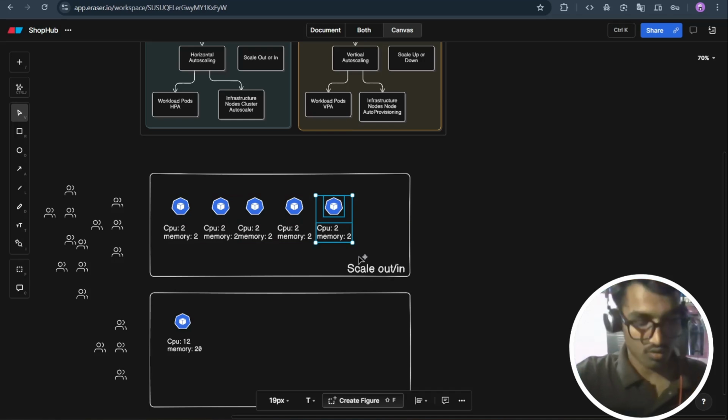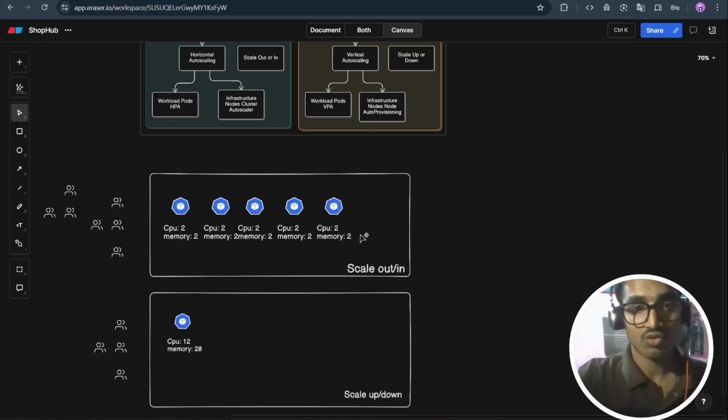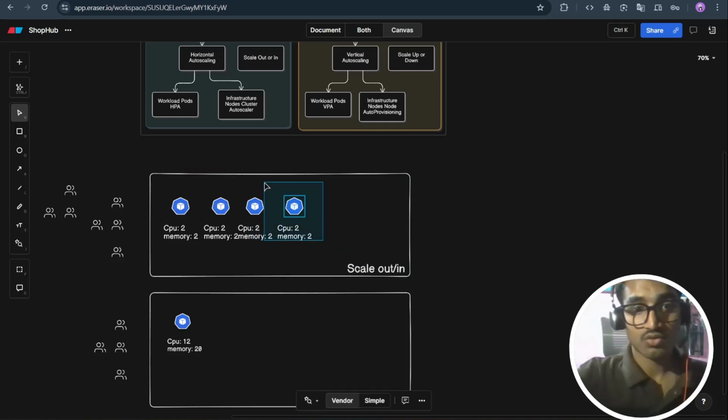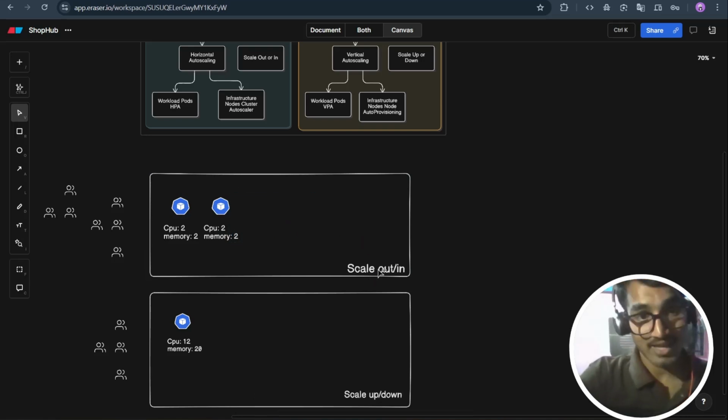And if you want to scale down, suppose the traffic decreases at night time, then you need to automatically decrease the pods as well. Then this pod is automatically deleted in autoscaling. This pod is also deleted, and this pod is also deleted. That's how we do scaling in a horizontal way.